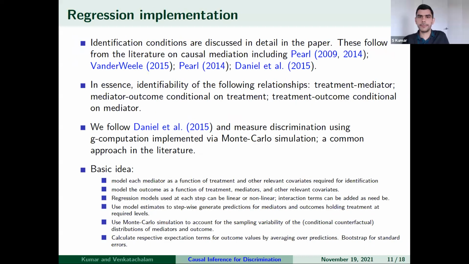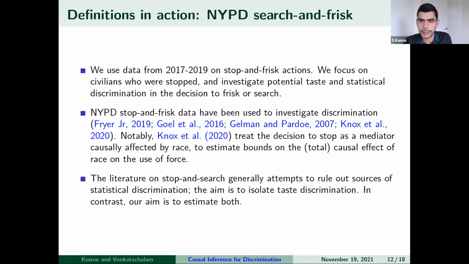Okay, so here is our implementation. We are using 3 years of data from the NYPD, which is easily downloadable. This is a popular data set and has been used by many authors. These are a few recent papers. The main aim in this literature is to rule out sources of statistical discrimination and therefore isolate or prove the existence of race discrimination.